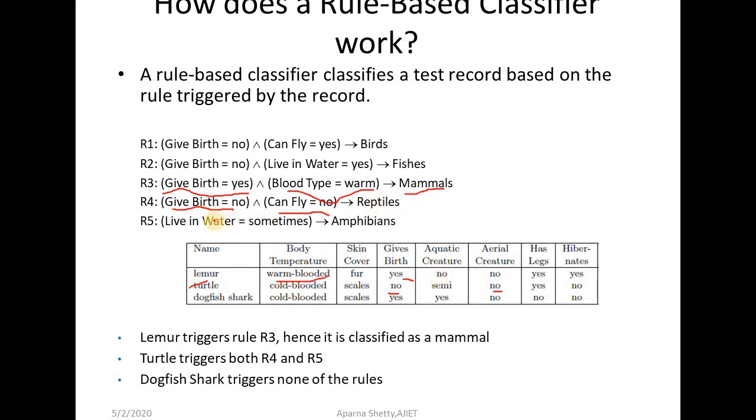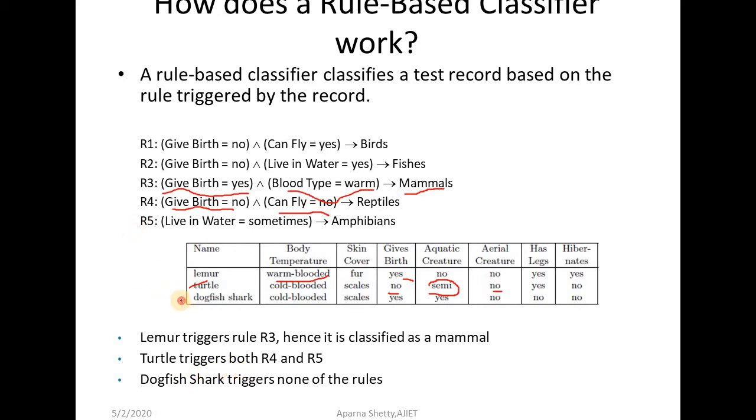If you see here, rule R5 is also triggered for turtle. Lives in water sometimes, so aquatic creature is semi. It is semi-aquatic, that is it lives in water sometimes. This condition is also satisfied. Hence you can also classify it as amphibians. So turtle triggers both R4 and R5 here.